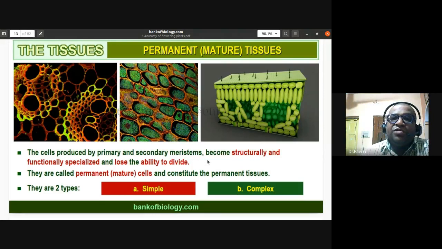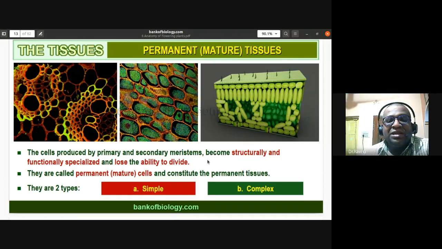Intercalary meristem is found between the mature tissues. The lateral meristem is found in the mature tissue. So I was using this term. These mature tissues are nothing but the permanent tissues. They do not have the ability to undergo cell division. That is already known. These permanent tissues are the cells which are produced by primary and secondary meristems.